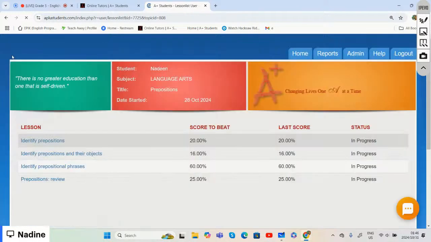So this is the end of our lesson on prepositions. A preposition is a word that comes before a noun or a pronoun, and the word that comes after the preposition is the object of the preposition. We find the prepositional phrase by starting with the preposition and ending with the object of the preposition.